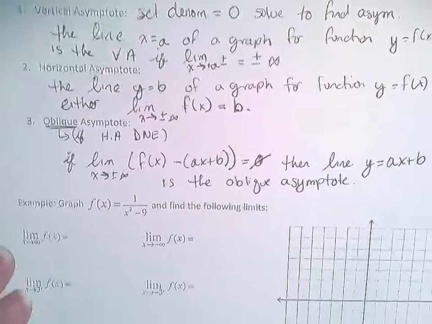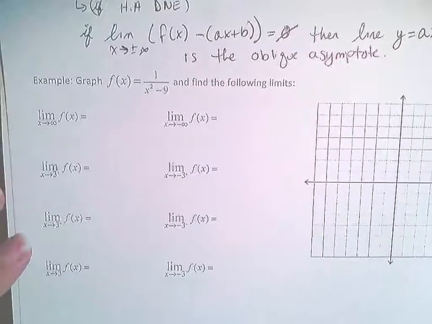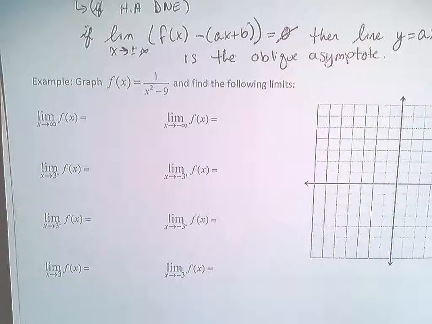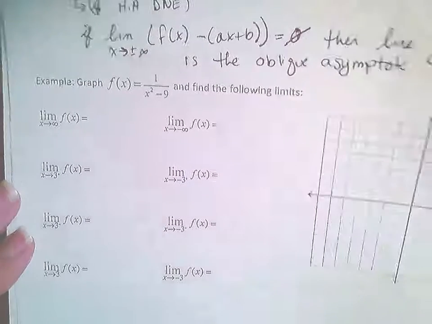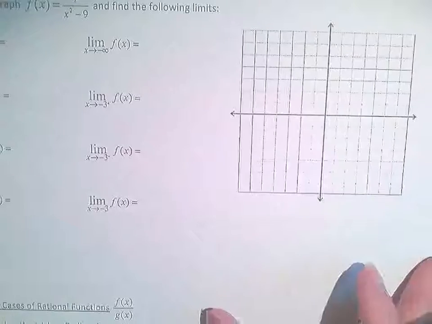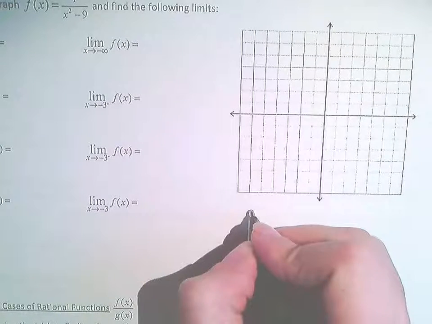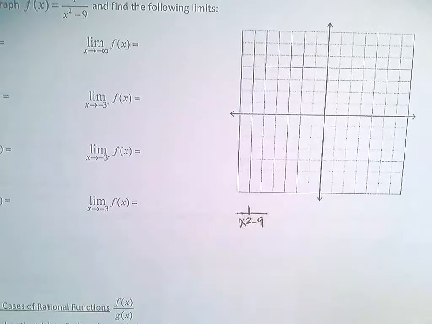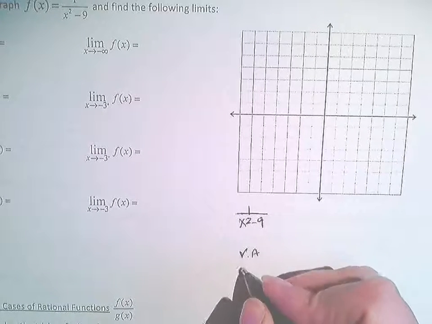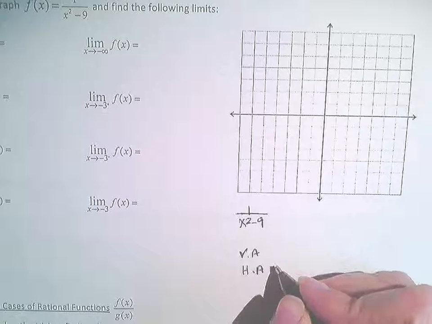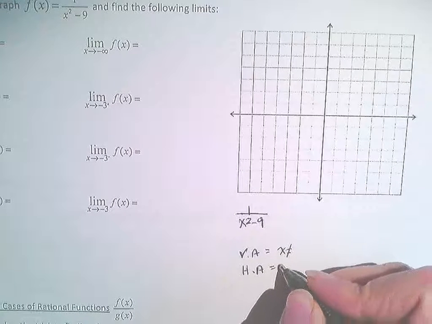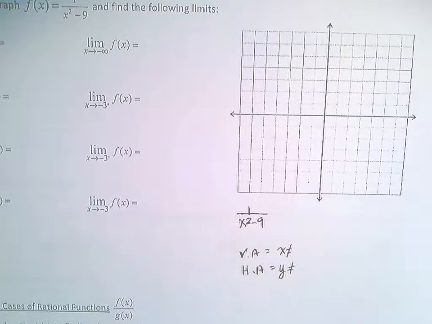Okay, so moving on. In this example, we want to graph 1 over x squared minus 9, and then we want to find the following limits. Before I do that, I want to graph that function. Let's remember, 1 over x squared minus 9 is a rational function, which means I need to figure out my vertical asymptotes and my horizontal asymptotes. What are they? X cannot be what, and y cannot be what?